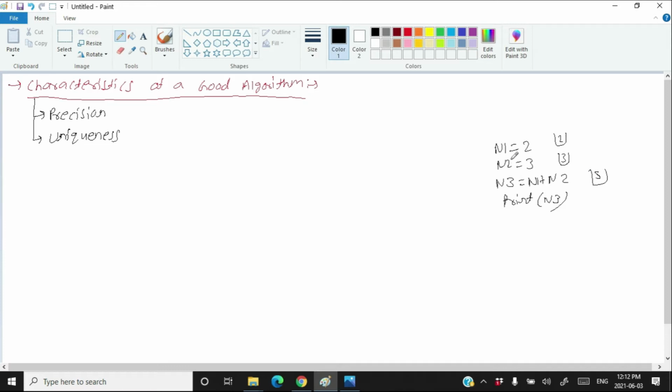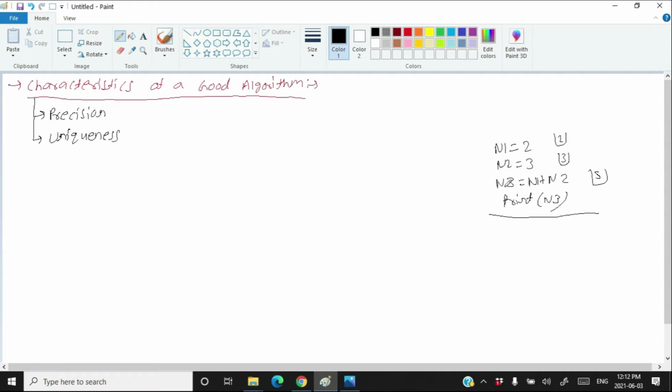Now look at here. This algorithm has 4 steps. In step 1, you are deciding the value of N1. In step 2, you are deciding the value of N2. In step 3, you are adding the values of N1 and N2 to get the value of N3. And in step 4, you are printing the value of N3.